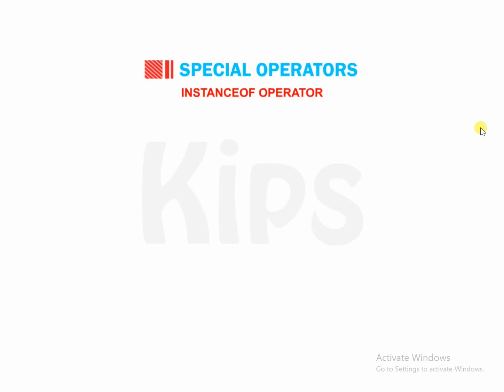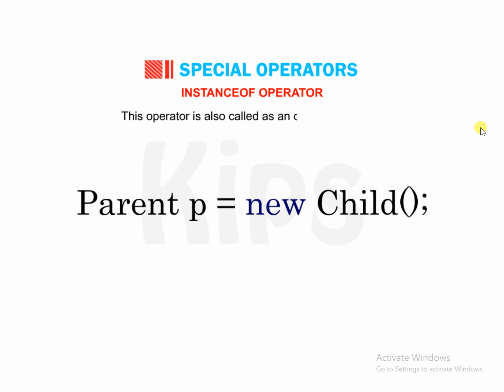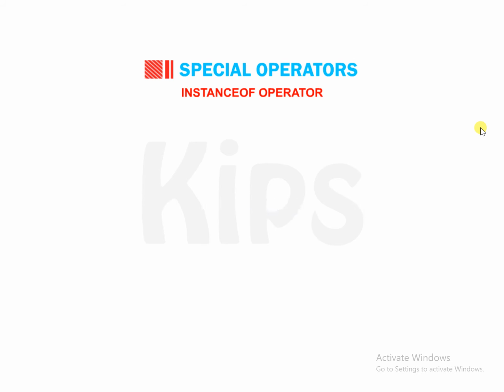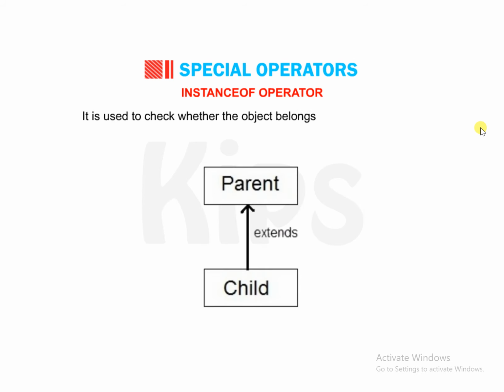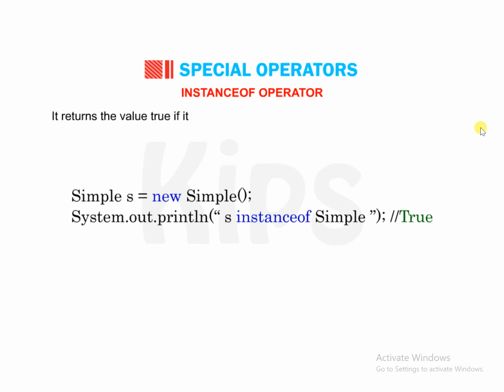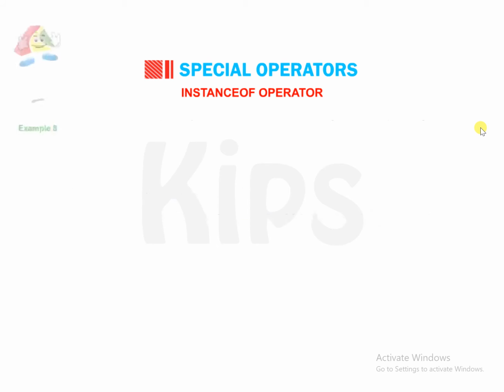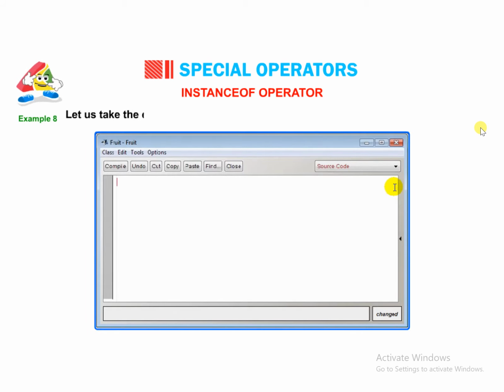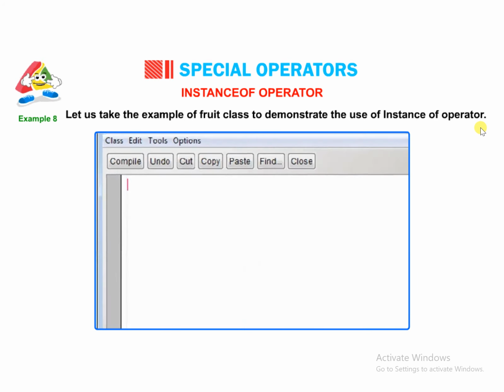Instance of operator. This operator is also called an object reference. It is used to check whether the object belongs to a particular class. It returns the value true if its first operand is an instance of its second operand. Example. Let us take the example of the Fruit class to demonstrate the use of the instance of operator.